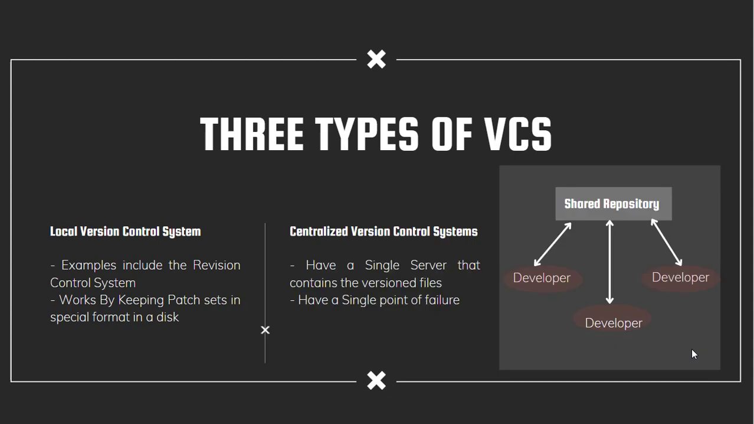It can then recreate what any file looked like at any point in time by adding up all the patches. The major issue in revision control was collaboration. Collaboration was not possible in a local version control system. That's why centralized version control systems were developed. These systems have a single server that contains all the versioned files, and a number of clients check out files from that central place.